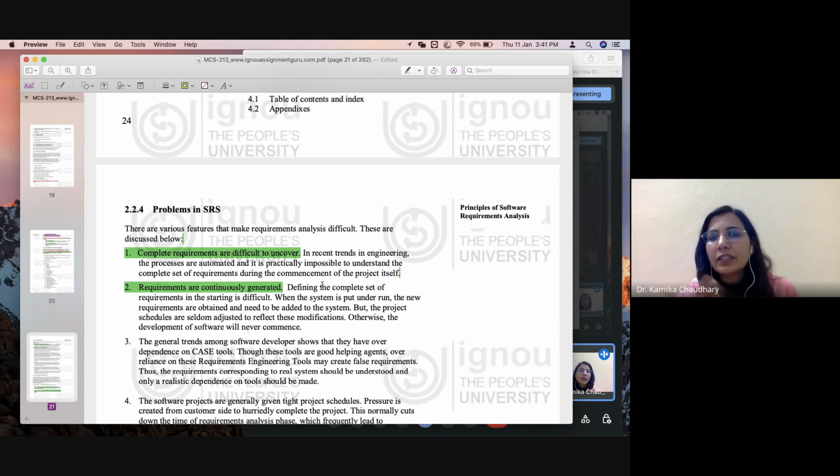Second is requirements are continuously generated. As I have told you right now, requirements are never over. The person is going to come with one requirement today. Even after the entire session with the customer, even if it's a session of 5 meetings, there will still be certain requirements left on the customer side, and he will come back to the development team with another set of requirements.